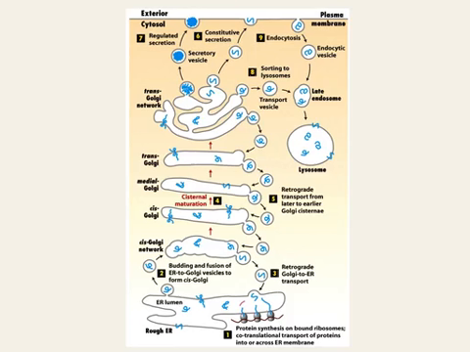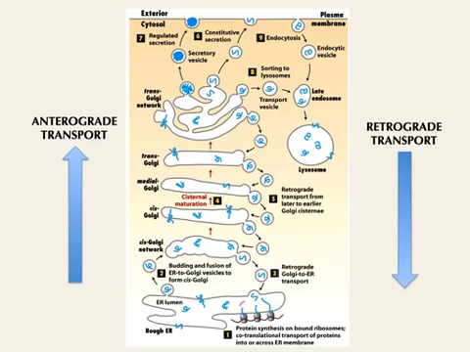Which is essentially recycling material from the more advanced compartments to the more original compartments, if you will, right? So anterograde transport has to come with retrograde transport. So this is absolutely necessary for the homeostasis of the system.